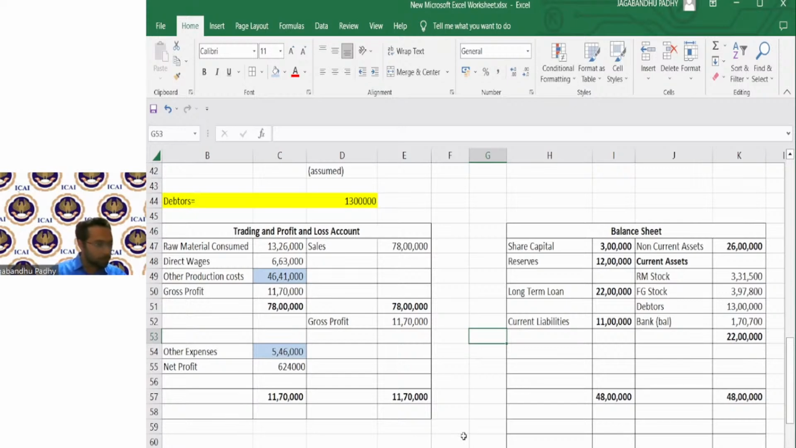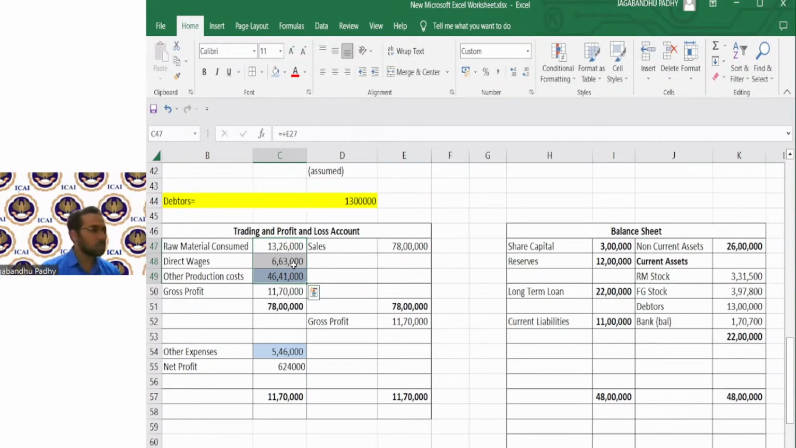So the query is, shouldn't we prepare the statement in the form as per Companies Act? Need not be, because we are just preparing it for the sake of our analysis. So we need not write down all the items of Companies Act, or rather, we can even prepare it in T format, because we are not complying with any law as such. Works cost will definitely come in profit and loss, because your works cost is these three figures combined: raw material consumed, direct wages, and other production costs. If you combine them together, that's your works cost.